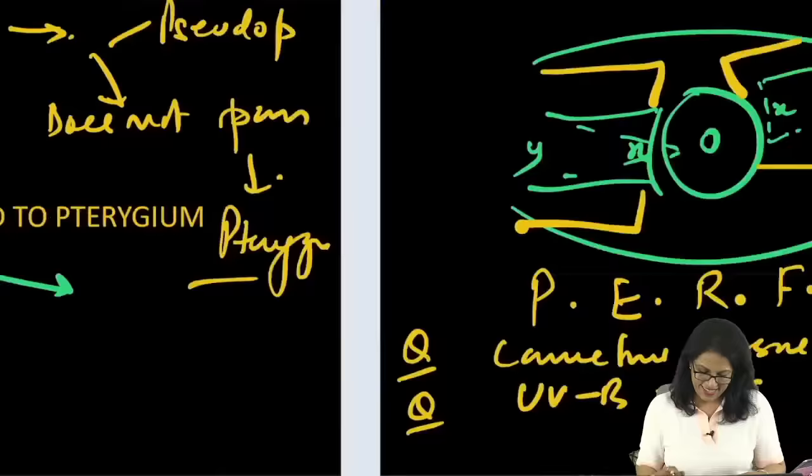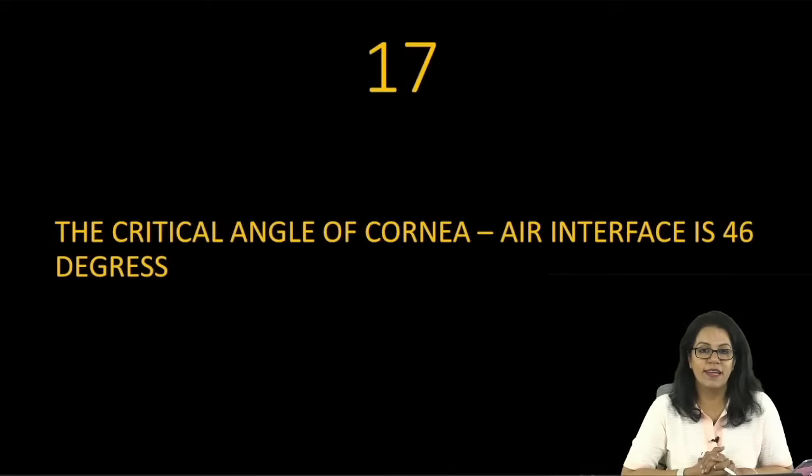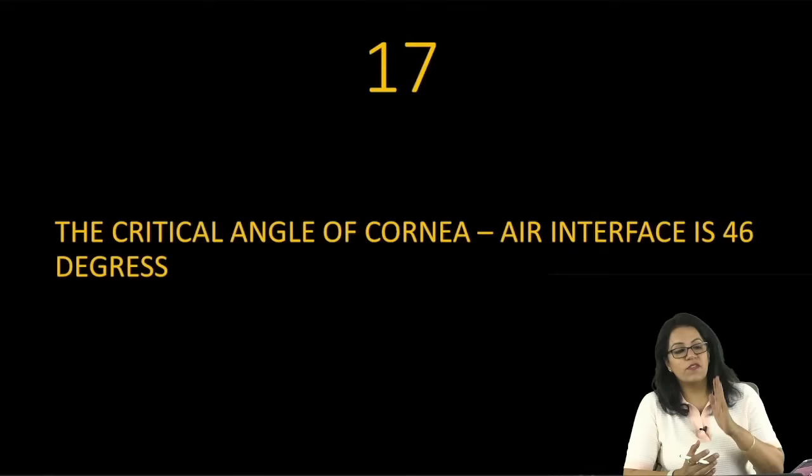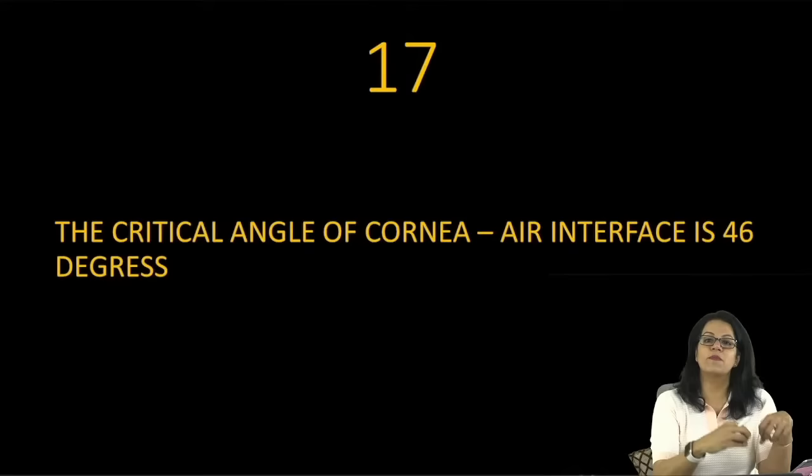Chalo, next. The critical angle of the cornea-air interface is 46 degrees, which was again a very important INI-CET question. So, you all know what is critical angle. Very quickly revise. So, what is critical angle? That angle of incidence where the angle of refraction is 90 degrees, when the light ray is passing from denser media to rarer media. Theek hai? Usi ko kehte hai critical angle.